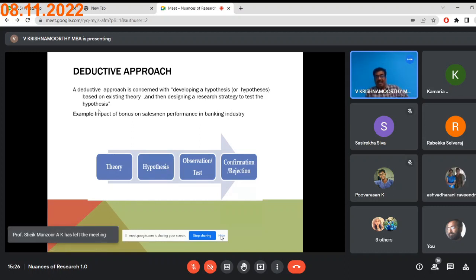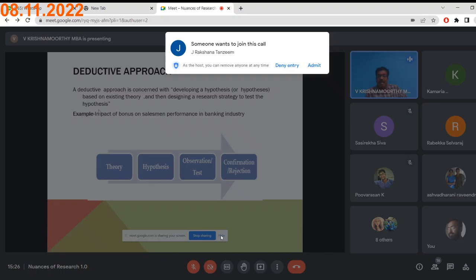If you take statistics, there are two types of statistical tools used by researchers. One is the parametric test, another is the non-parametric test. What is a parametric test? If any statistical test is considering mean as a base, it is said to be a parametric test.